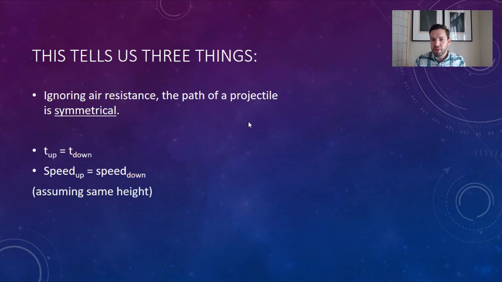The third important thing that this tells us is that if we ignore air resistance, which we will, the path of a projectile is symmetrical. So it has this symmetry. What I mean by that is that the going up part is mirrored by the coming back down part. So assuming that it's coming back down to the same height, the time it takes to go up is exactly the same as the time it takes to come back down. And the speed that it has as it goes up is the same as the speed it has when it comes back down. These are really useful things to keep in mind as we start working through these problems.